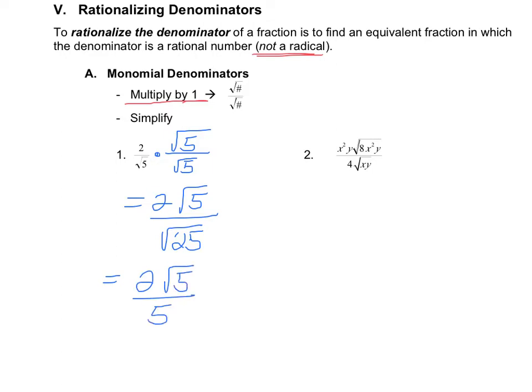Take a look at our 2 and 5. Can we reduce them? No, we can't. We can't simplify radical 5 anymore. We don't have a radical in the denominator anymore, so we are done. There's our answer.